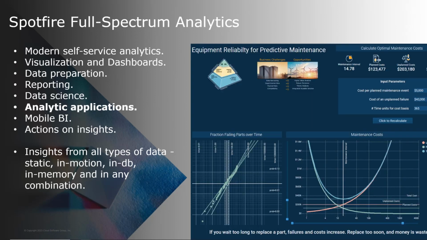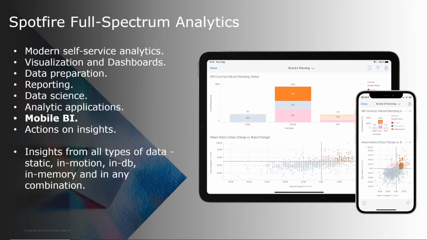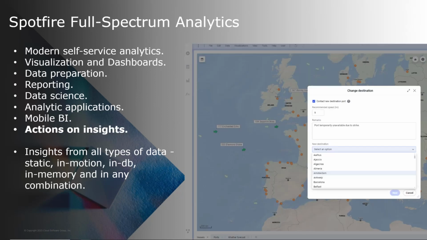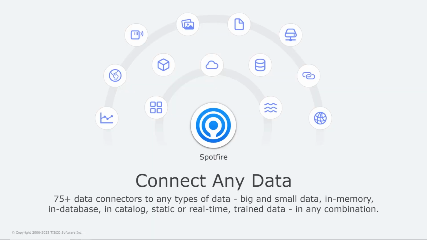for analytic applications that are purpose-built, like this one for predictive maintenance of equipment, and mobile BI for people on the go. And since Spotfire 12, you can now act on insights directly from the visualizations. And to support all these use cases, Spotfire lets you use all kinds of data: static data, data in real time, big or small data, in memory or in database data, cloud data, data in catalogs, trained data, and importantly, in any combination.